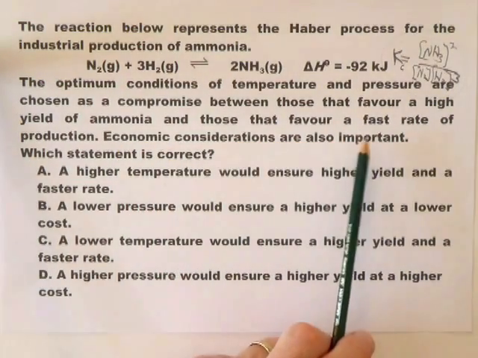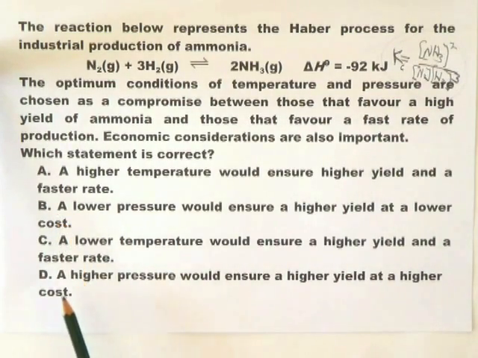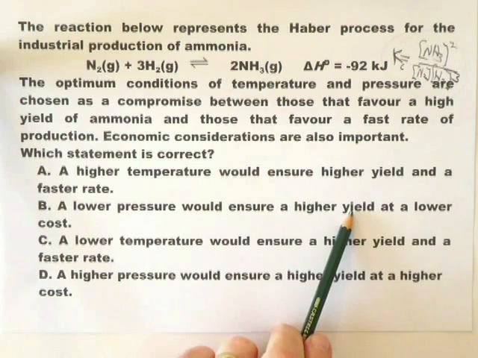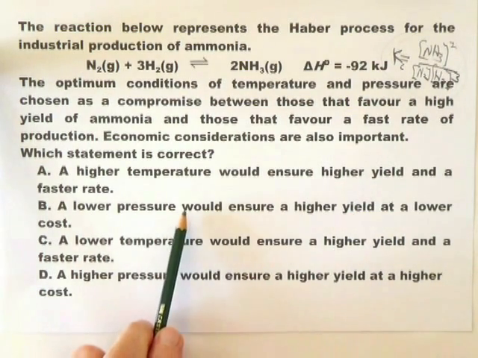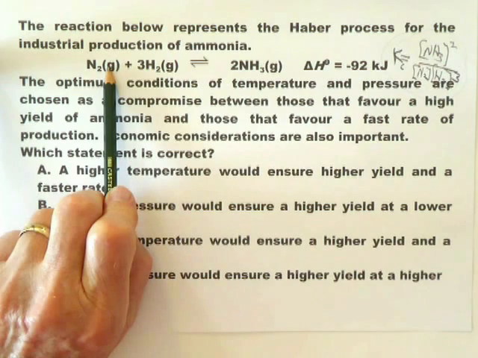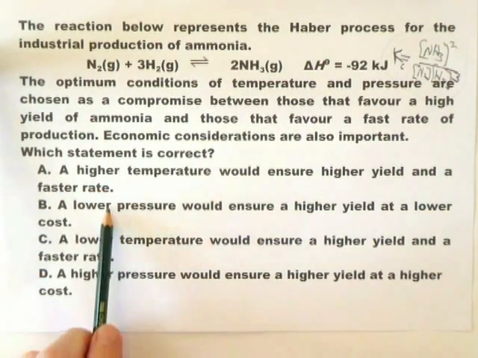Economic considerations are also important. And as soon as I see that, I started to see that the word cost occurs in 2 of them. And I wondered whether B or D were possibly the answer. So let's look at B and D first. A lower pressure would ensure a higher yield at a lower cost. Lower cost is definitely true. Lower pressure, no. Lower pressure would not ensure a higher yield. With a lower pressure, the equilibrium is moving more towards the reactants side of the equation and away from the products. So B is not correct.